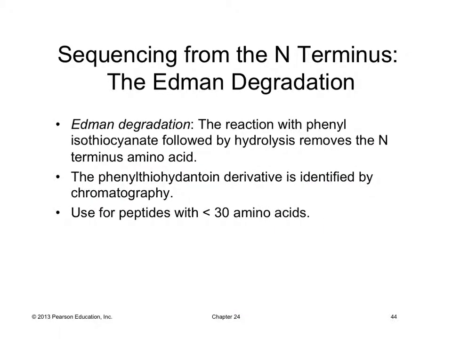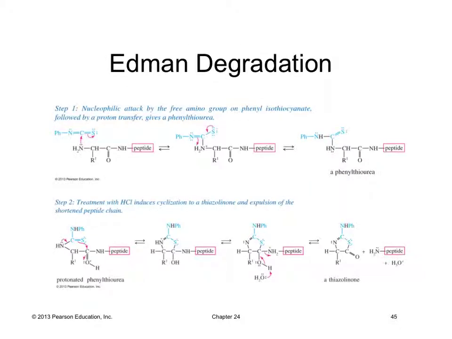The other way you can determine the sequence, actually, in the previous case you're just determining the composition. To actually determine the sequence of the amino acids in the protein, Edman degradation can be used. In Edman degradation, the reaction with phenyl isothiocyanate followed by hydrolysis removes the N-terminus amino acid. The phenylthiohydantoin derivative is then identified by chromatography, and you can use this for peptides with 30 amino acids or less. So in terms of Edman degradation, here's your reaction.